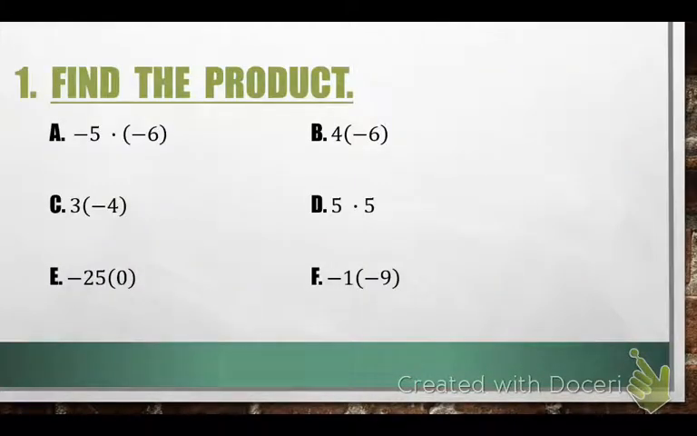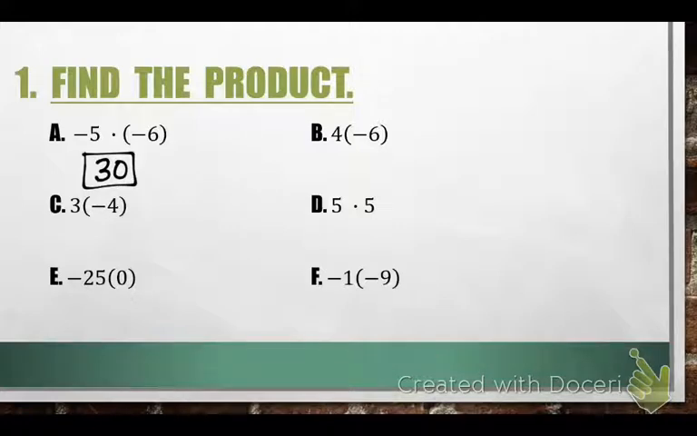Find the product. Let's look at the first one. Nikki, how many negative signs do I have? 2. There are 2. Is that an even number or an odd number? Even. When you have an even number of negative signs, is my answer going to be positive or negative? Positive. It is positive. So I know my answer is positive. And then what is 5 times 6? 30. All right, excellent job.